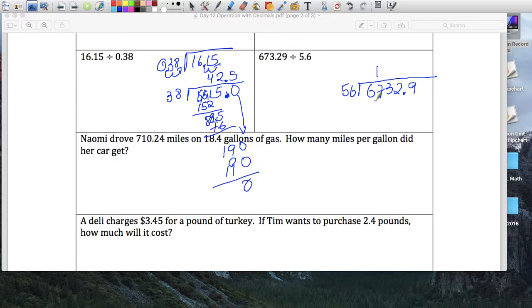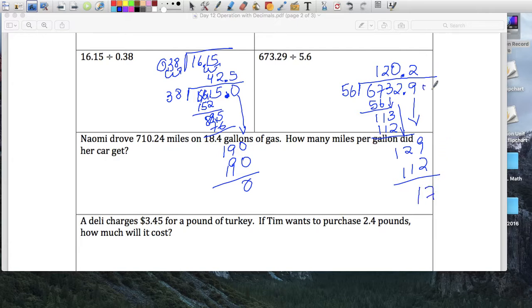56 goes into 67 once, which is 56. 1, 1, bring the 3. I'm going to say that's 2 times. Yeah, 2 times 6 is 12. Carry the 1, 11. Yeah. Subtract, so that's a 1. Bring the 2 down. No, 56. No, it doesn't. So that's 0. I'm going to bring the decimal up here and bring the 9 down here. Goes 2 times again. 12, carry the 1, 10, 11. Now this is a 7.